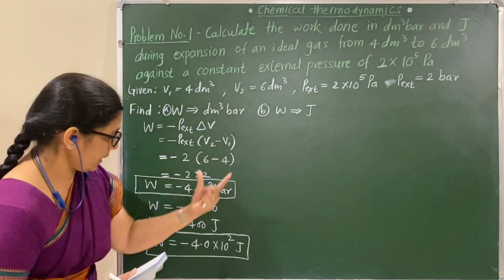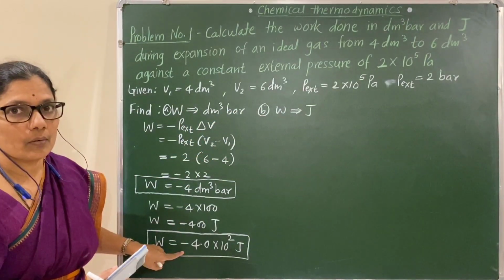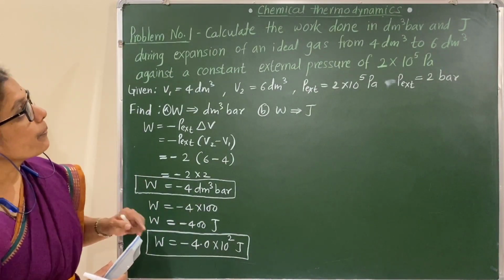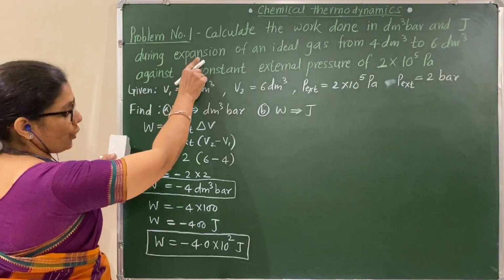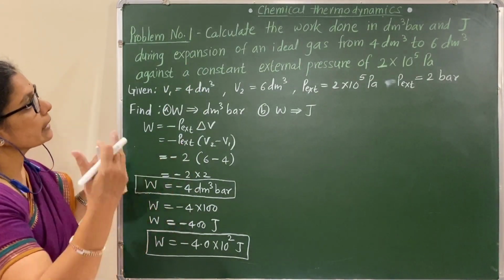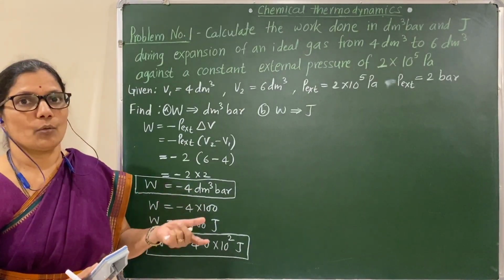Now check what is asked, that is find. 2 things are here, 2 answers are here. Okay. Check that one. See this one. And one more thing: here it is expansion, therefore W is negative. Okay. Now let us see the second numerical.